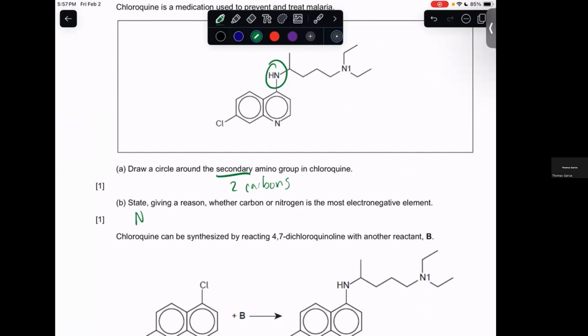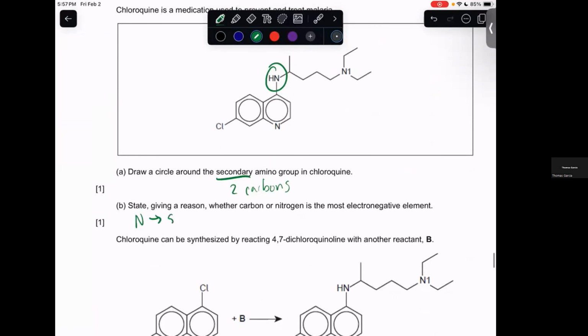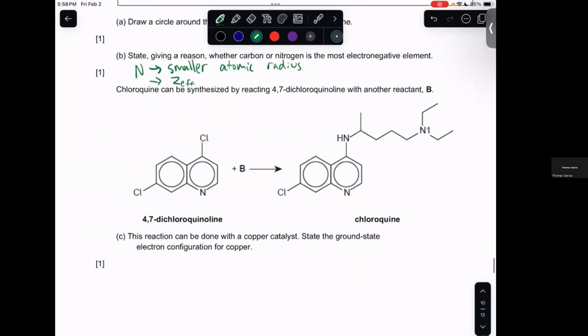We know it's further to the right and up on the periodic table, but realistically, it is smaller. It has a smaller atomic radius, meaning the electrons can be closer. And if those electrons are closer, they'll feel a greater force of attraction due to the electrostatic interactions. The other reason you might want to say is that it's got a larger effective nuclear charge. And that's just going to be the force that the nucleus puts on the electrons.